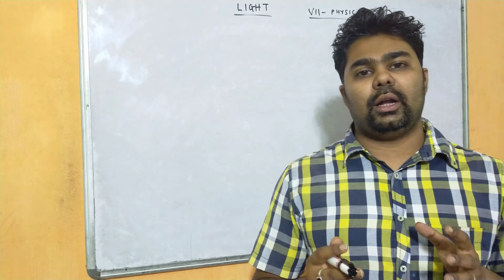right? So what is light? Light is a form of energy which helps us to see any object. Now the next question comes: how do we see objects? Whenever light falls on any object, a portion of light gets reflected back to our eyes, so we are able to see that object.